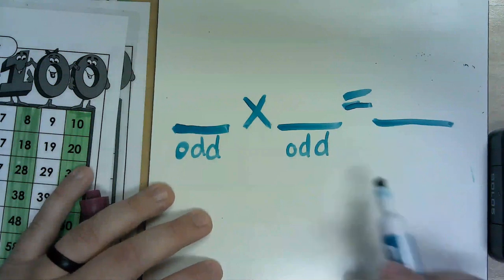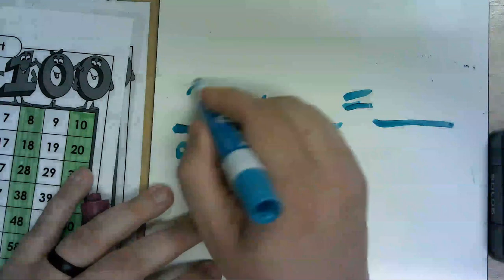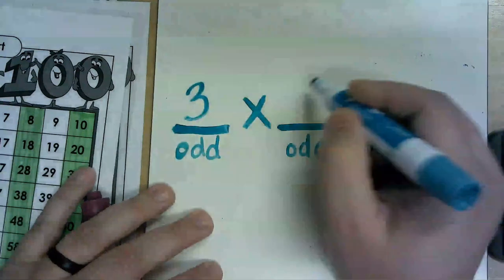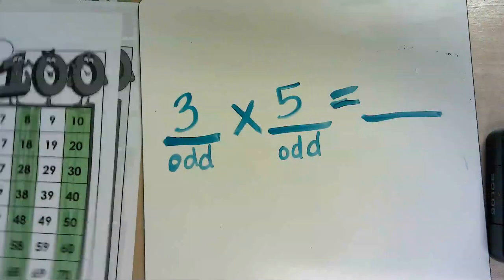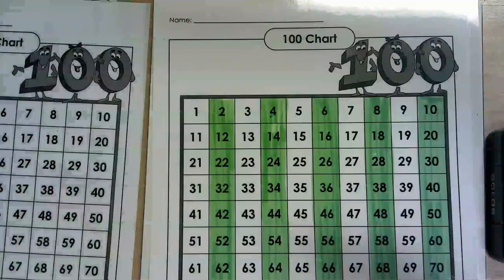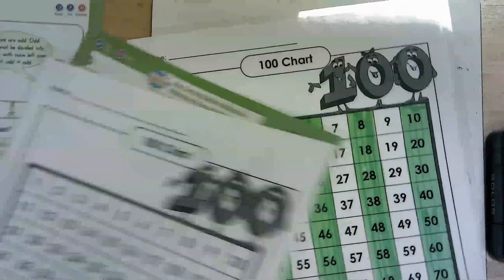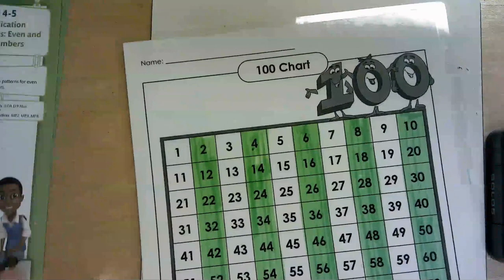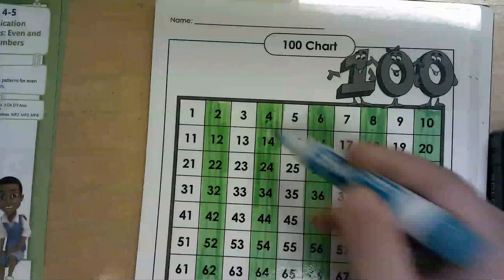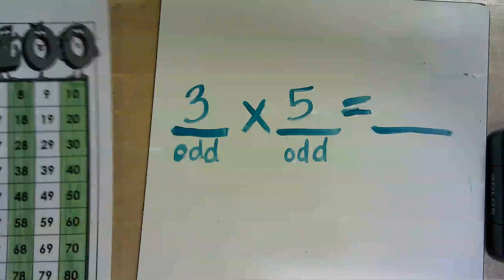Well, let's go ahead and try it out, all right? So I'm going to start off with 3. That's an odd number, and 5. That's an odd number. And I know that because when I look at my hundreds chart here, 3 and 5 are both colored in white, right? So 3 and 5 are both white, so that means they are odd.